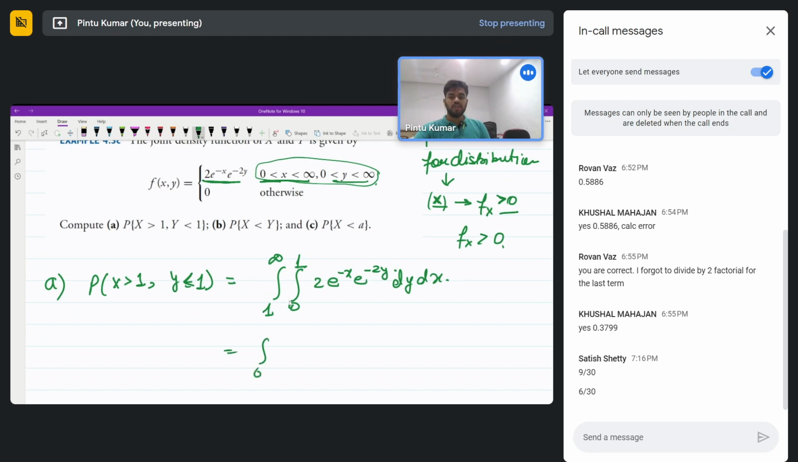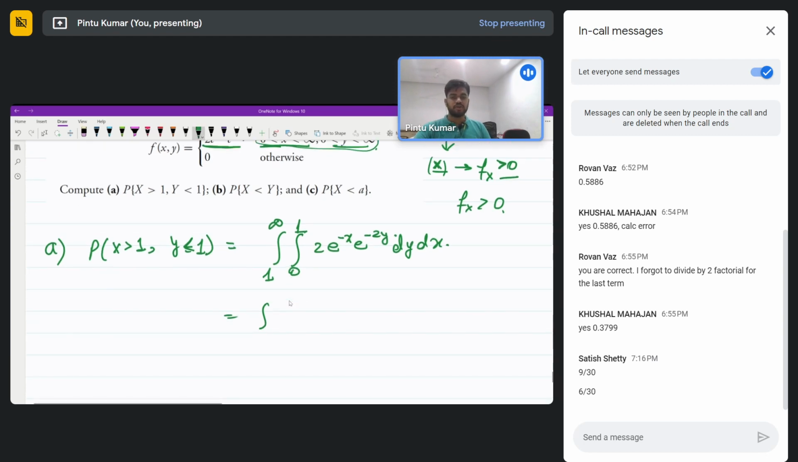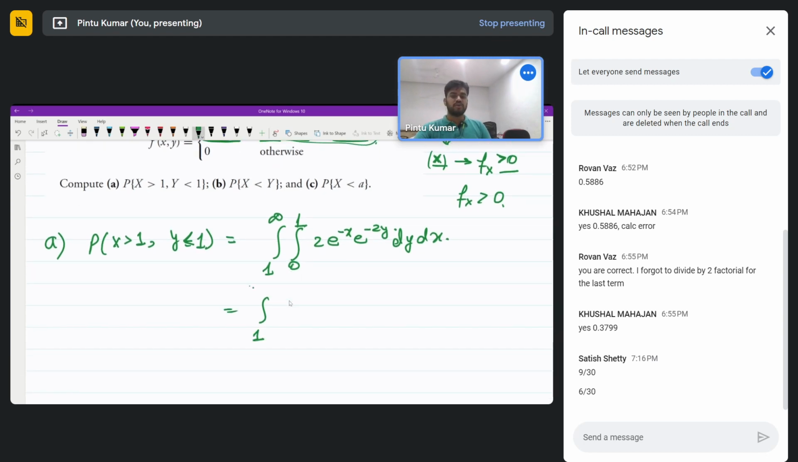I'll just try to solve one part because I have forgotten integration. It has been a long time since I did it. So this is 1 to infinity, and this should be minus 1 by 2, e to the power minus x, e to the power minus 2y. Is this the integration that we'll get with respect to y? Whoever is doing BTech can probably help me here. Is this integration correct? Yes, sir. Okay.